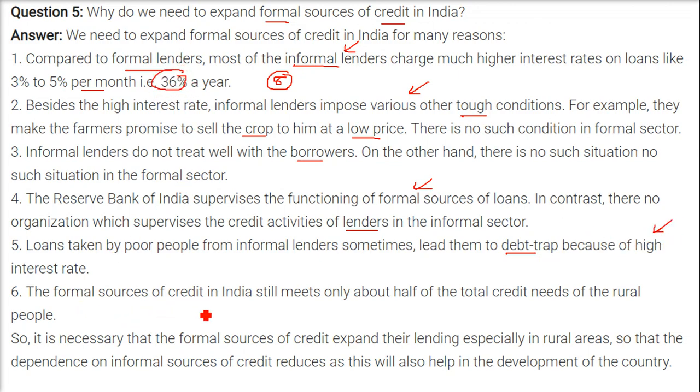The formal sources of credit in India still meet only about half of the total credit needs of the rural people. So now it becomes very important. It is necessary that the formal sources of credit expand their lending, especially in the Gramin Kshetra or rural areas, so that the dependence on the informal sources of credit reduces, as this will also help in the development of the country and the development of the economy.